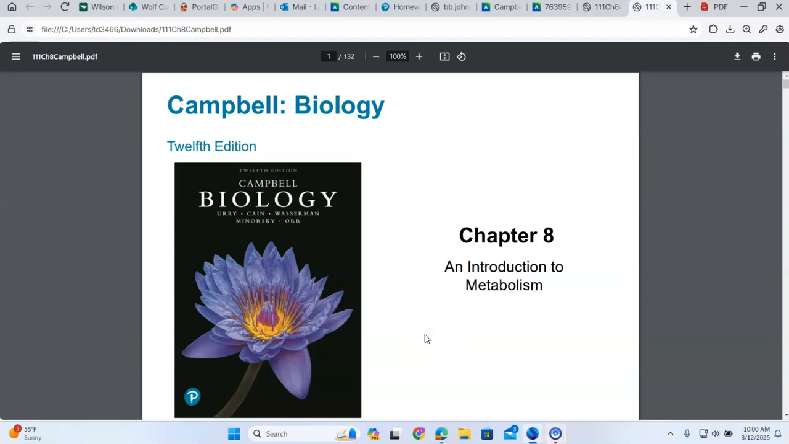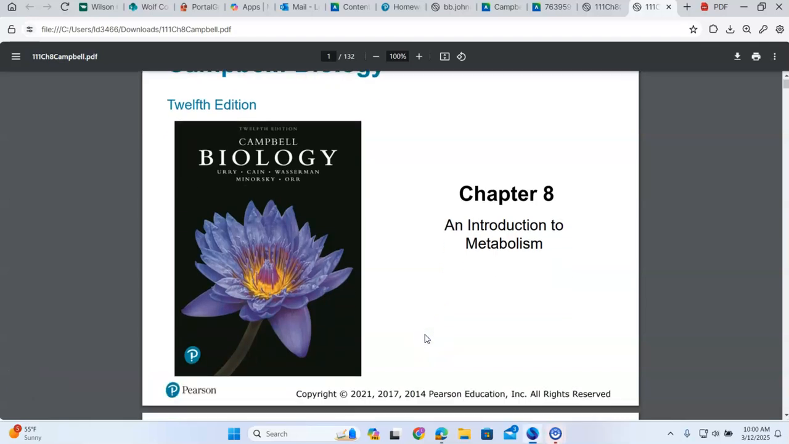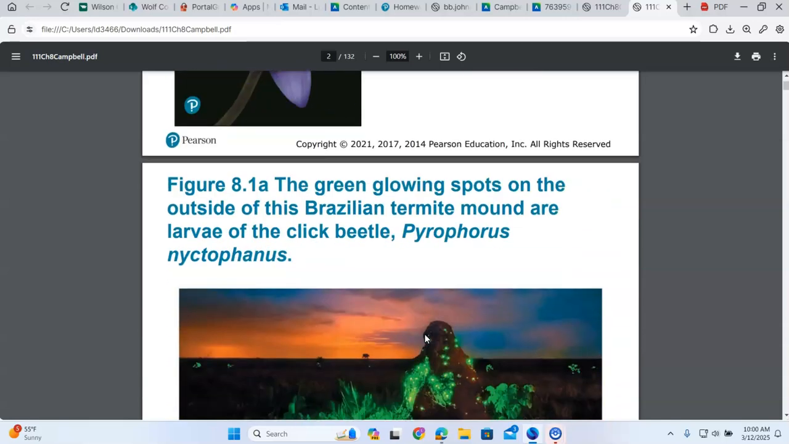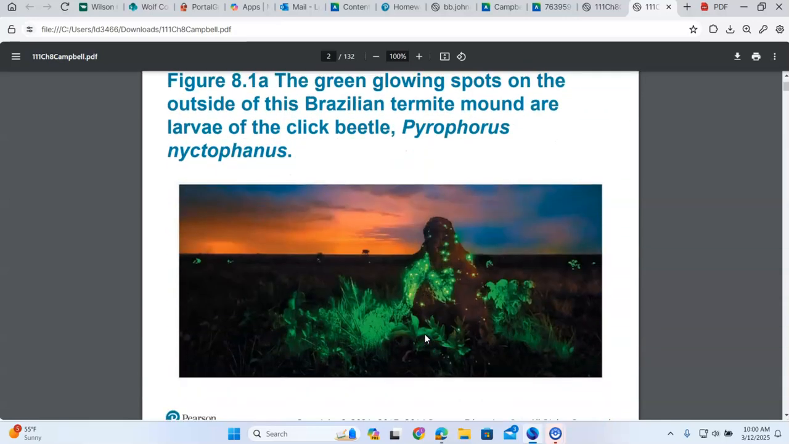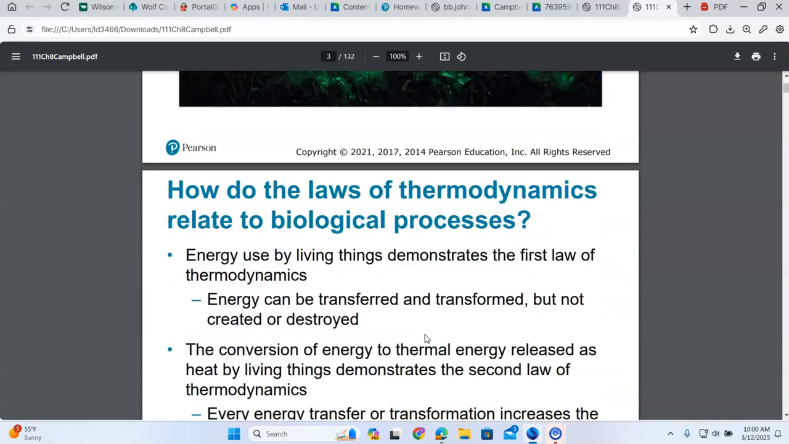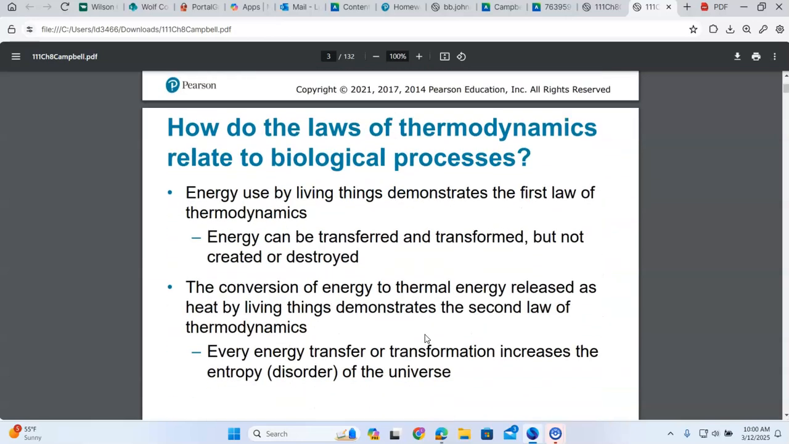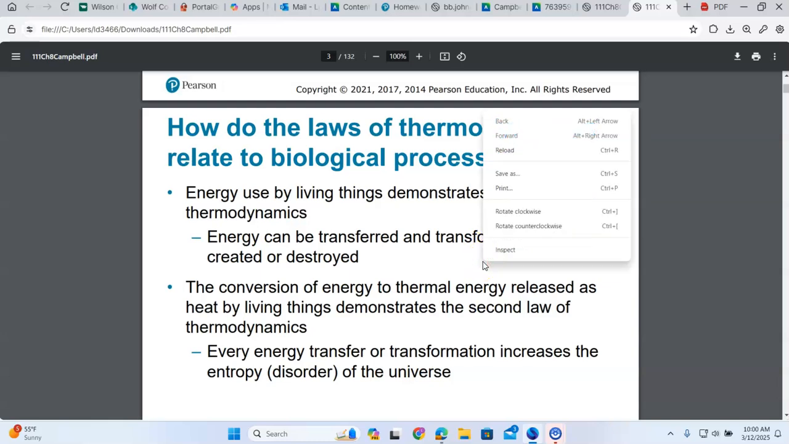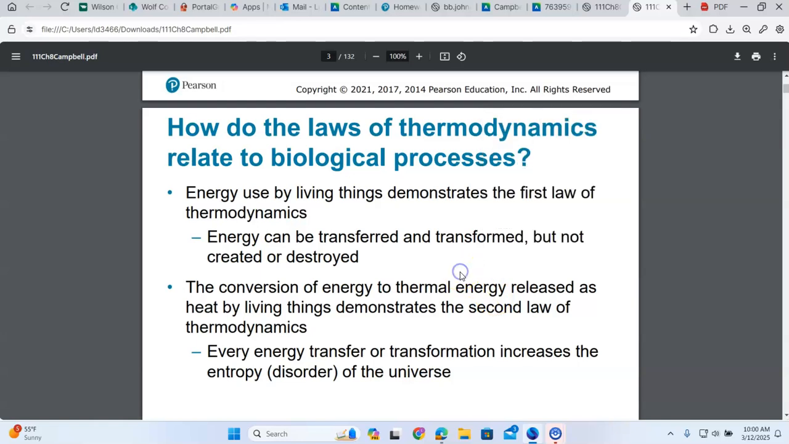These are the lecture notes for Chapter 8 on metabolism. There are some concepts from physics and chemistry together that you need to know.